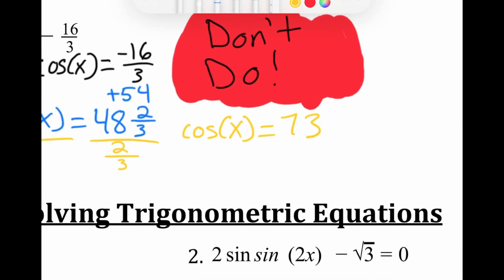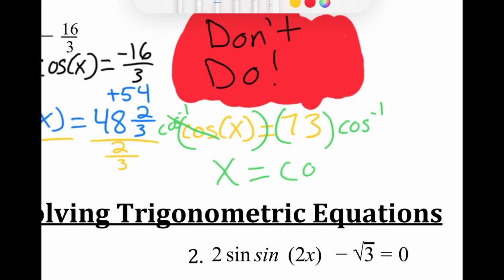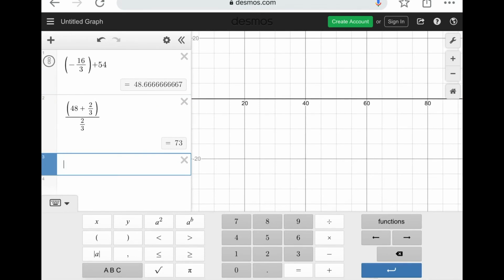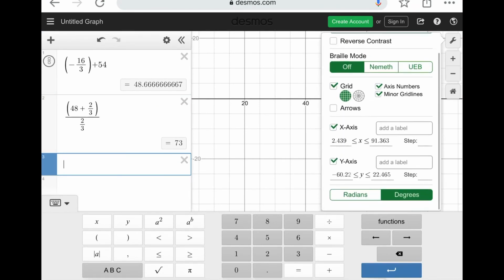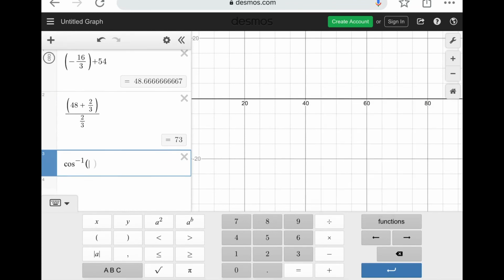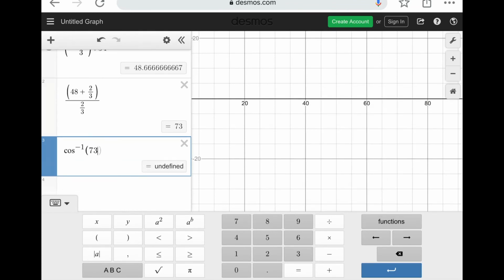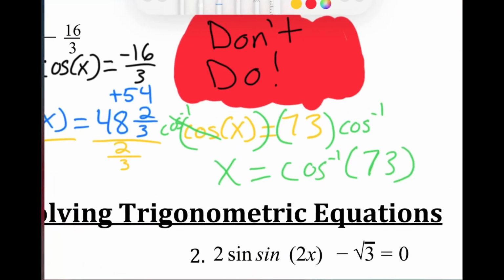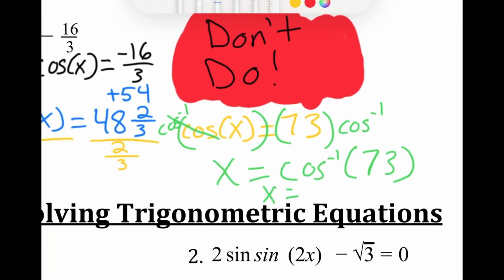So we're going to take the inverse cosine of both sides to get x by itself. Cosines cancel out. We're left with x equals inverse cosine of 73. So again, every now and then, make sure you're in degree mode. Inverse cosine of 73 is undefined. So we get x is not possible.